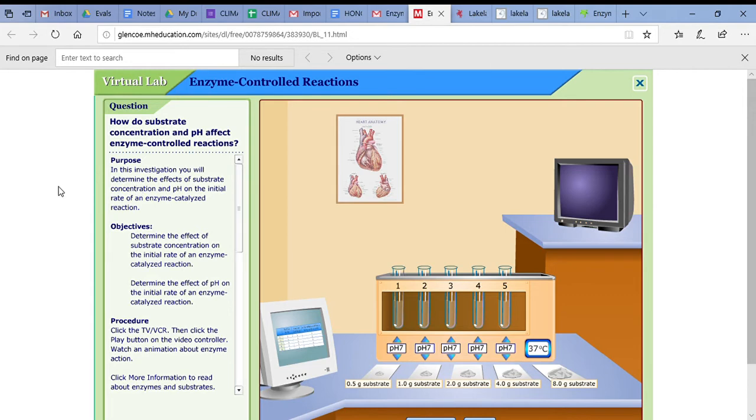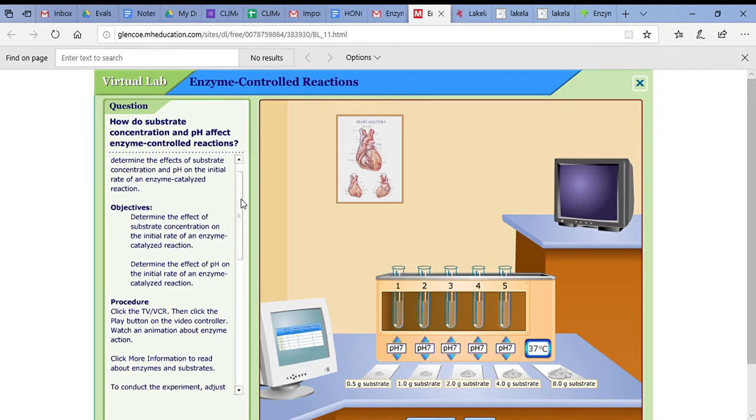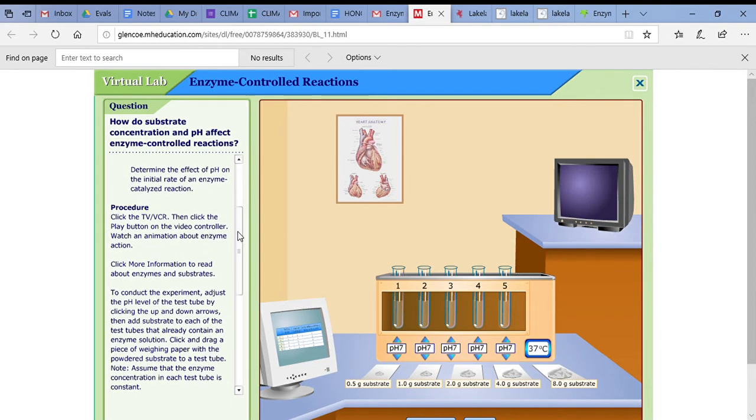You can read the purpose and the objectives. It gives you a little background with the procedure. Okay. We're going to click on the TV. It just gives a little background there. And then it says to conduct the experiment, you're going to do these things, which I'm going to do.